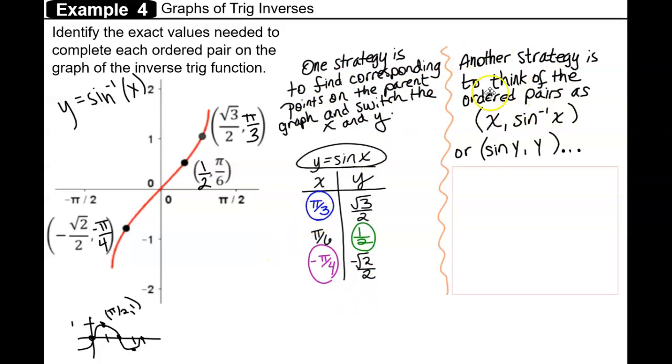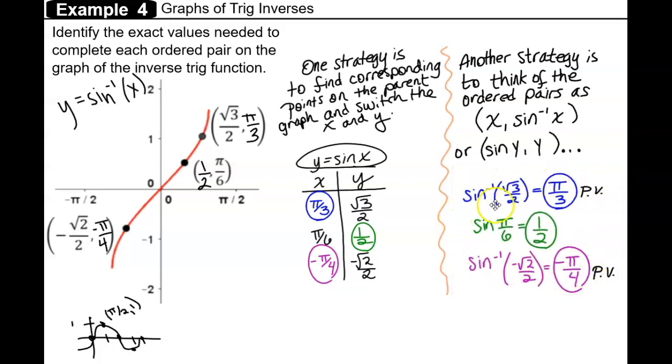Another strategy is to think of the ordered pairs as x comma arcsine of x, or if you think of that as the sine of y comma the y value, right? Then you're also going to get the same answers by evaluating the arcsine of root 3 over 2, right? That gets you your pi over 3 principal value. The sine of pi over 6 is 1/2, and then the arcsine of negative root 2 over 2 is negative pi over 4, and that's a principal value.